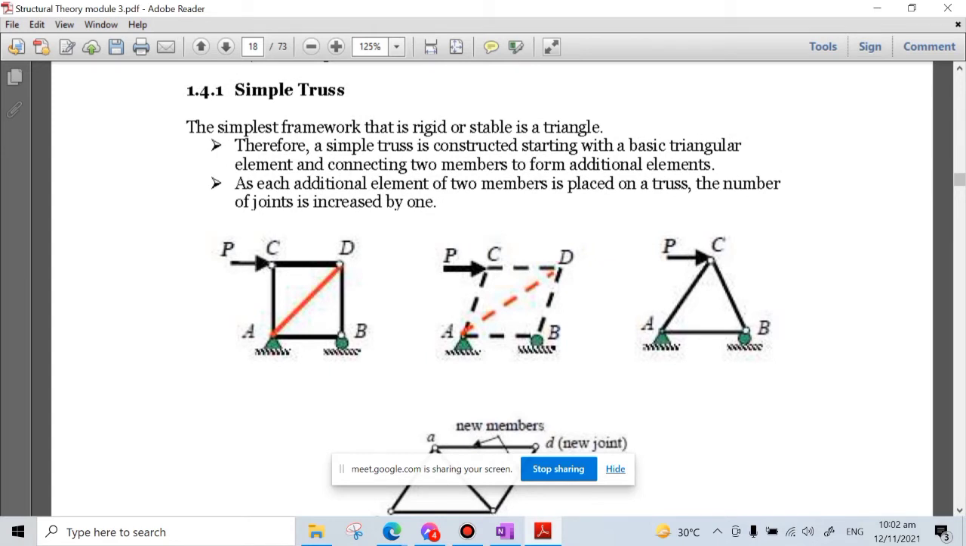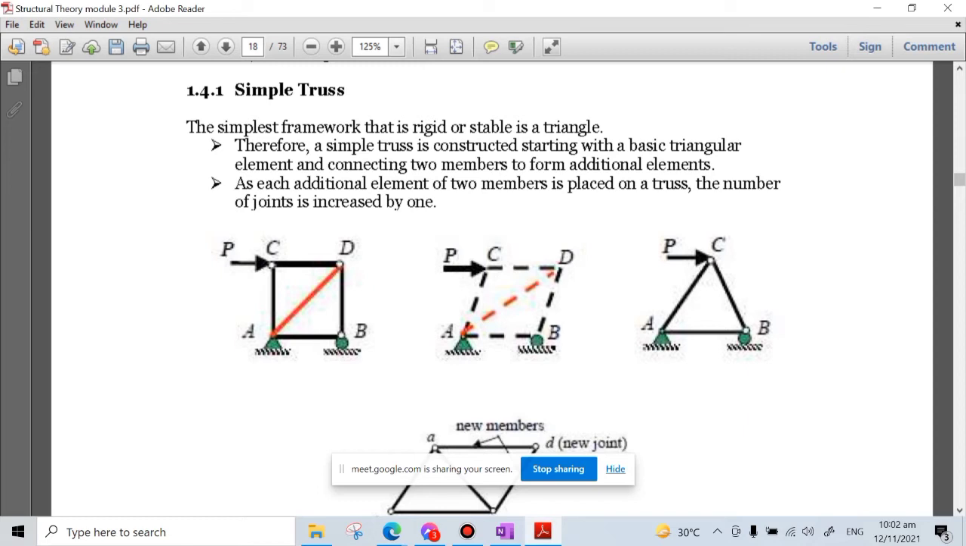So, simple truss, the simplest framework that is rigid or stable is a triangle. Kung maalala ninyo sa movie na cartoons, Boss Baby, no? Halos natin ko siguro napanood yung Boss Baby. Yung sa pinaka-umpisa niya, pinakita doon na siya, tapos yung mama niya, yung papa niya, they form a triangle. And sinabi niya doon, the triangle is the strongest shape in nature. Tapos, lahat ng ibinagsak doon sa triangle, lahat nasira, no? Buo pa rin si triangle, no?